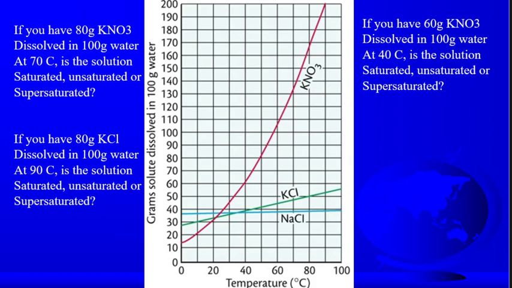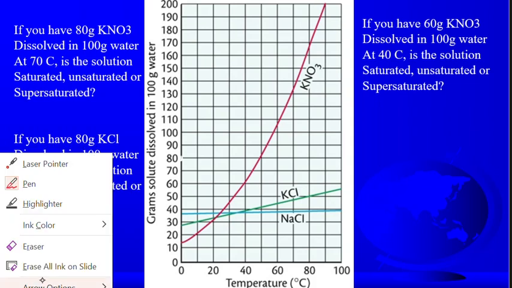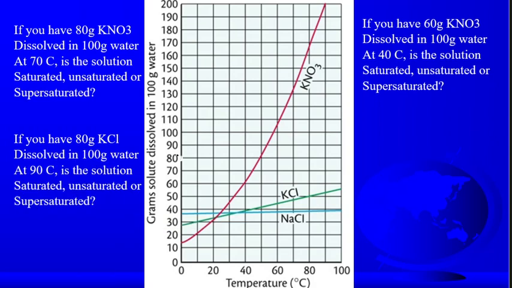If you dissolve 80 grams of KNO3, so you go to 80 and put a dot there, at 70 degrees. So where does this intersect? Of KNO3. So this point, where is it? On, above, or below the line? Below the line. So this would be unsaturated.